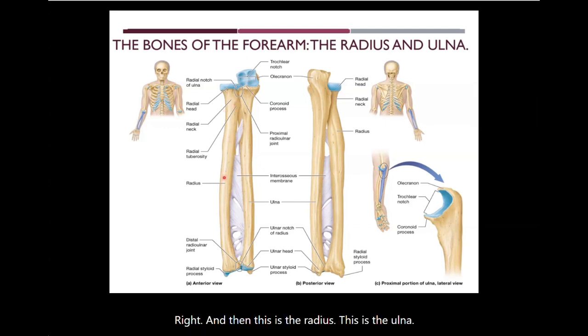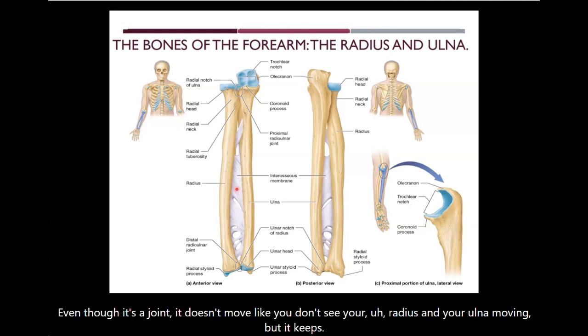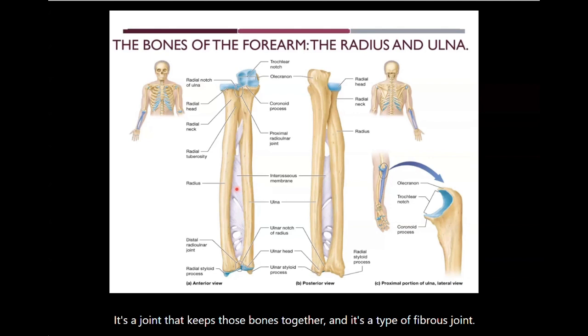And then this is the radius, this is the ulna. I'm gonna introduce another joint here, but we're gonna cover it again. This part is called the interosseous membrane. What is it called? Interosseous membrane. This is a joint. Even though it's a joint, it doesn't move. Like you don't see your radius and your ulna moving, but it's a joint that keeps those bones together. And it's a type of fibrous joint.